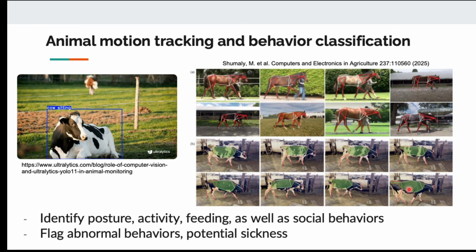Again, just to give you more details, using modern-day AI, we can detect not only that this is a cow, but we can also detect that this is a sitting cow or a walking cow. And for a walking animal, we can also measure the pose of the animal, such as the angle when they move their leg.